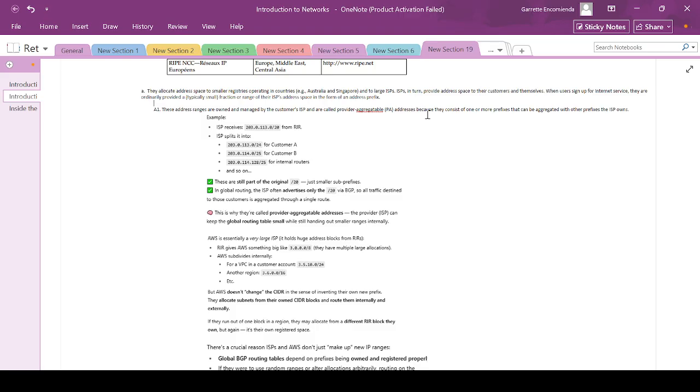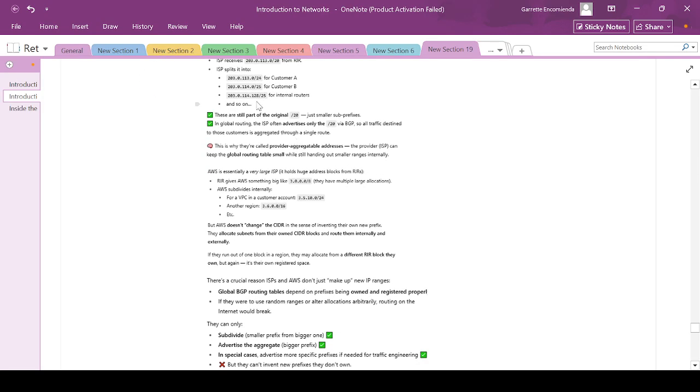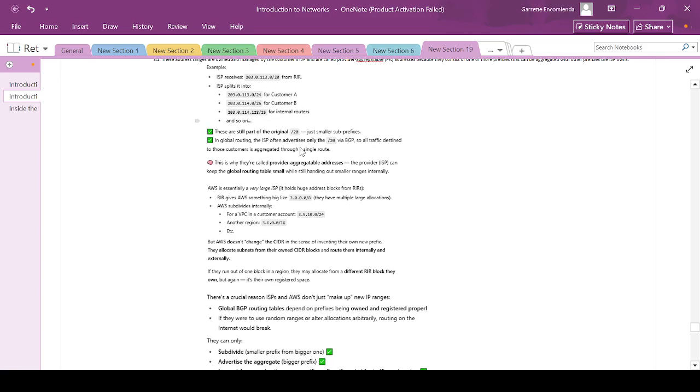The ISP splits it into 203.0.113.0/24 for customer A, 203.0.114.0/25 for customer B, 203.0.114.128/25 for internal routers, and so on. They are still part of the original /20, just smaller sub-prefixes. So it's still part of the /20, but smaller sub-prefixes.